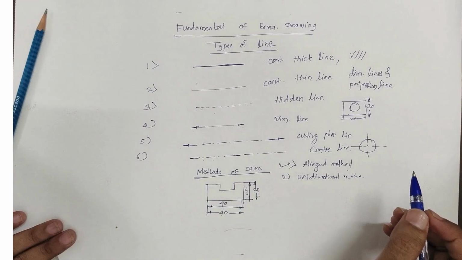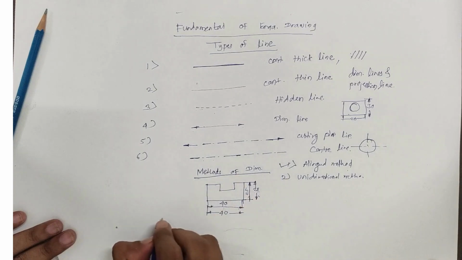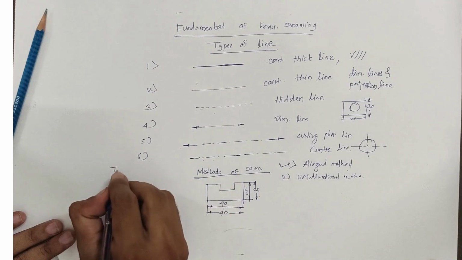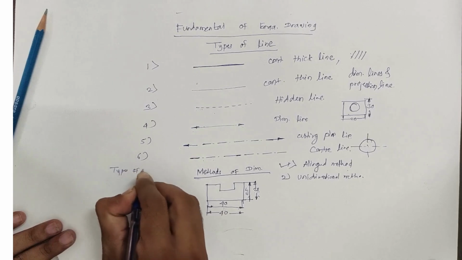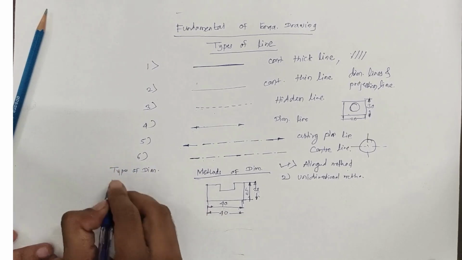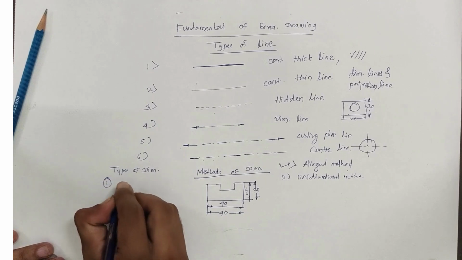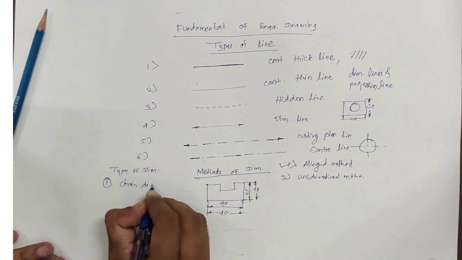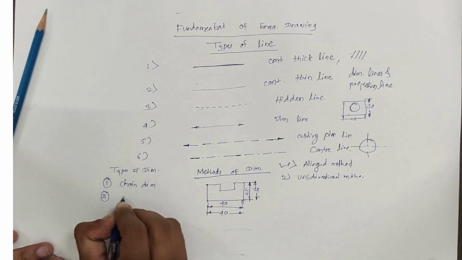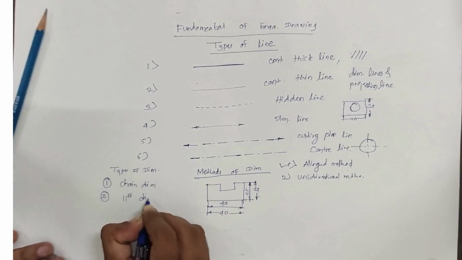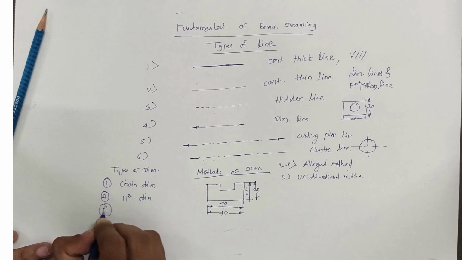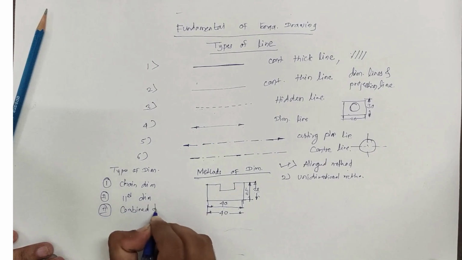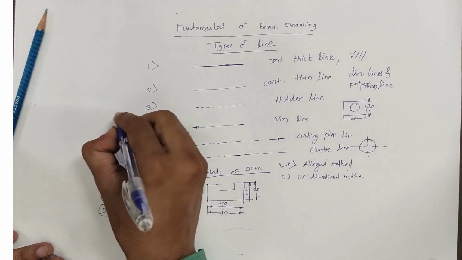The last point in that is the types of dimensioning. Here there are three basic types. First is chain dimensioning, second is parallel dimensioning, and third is combined dimensioning. Here is your example.